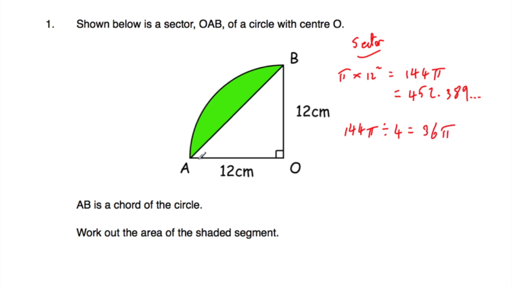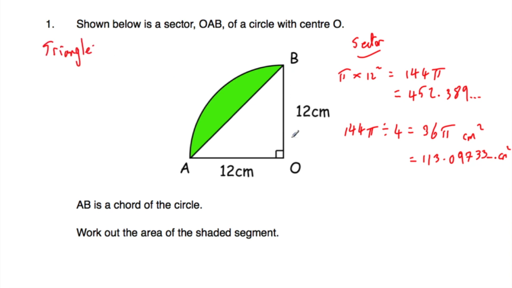So that means the area of this whole sector is 36 pi centimeters squared, or as a decimal number would be equal to 113.09733 and so on centimeters squared. So that's the area of the sector. Now what I want to do is find the area of the triangle, because that's what we're going to take away to see what's left, which would be the area of the segment. So let's then write down here, triangle.